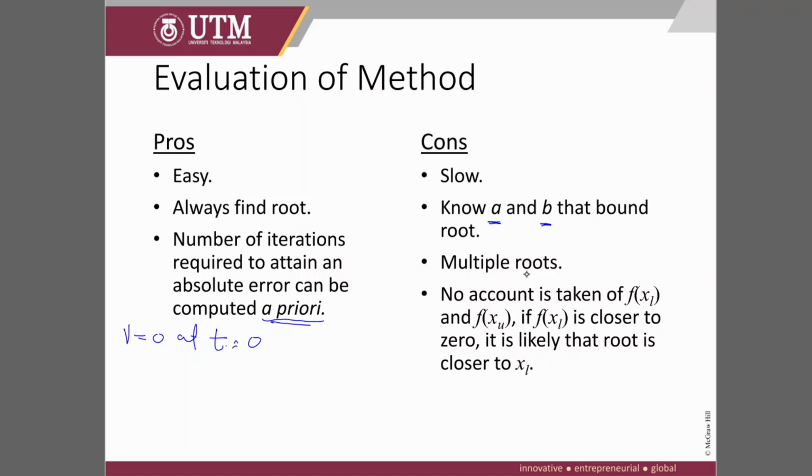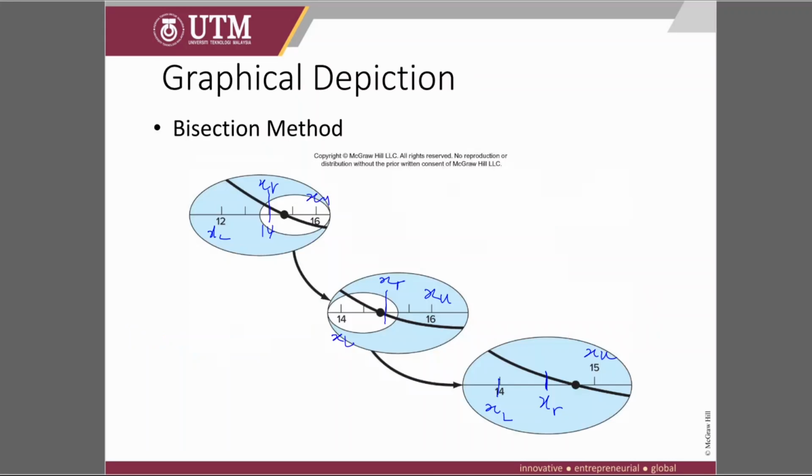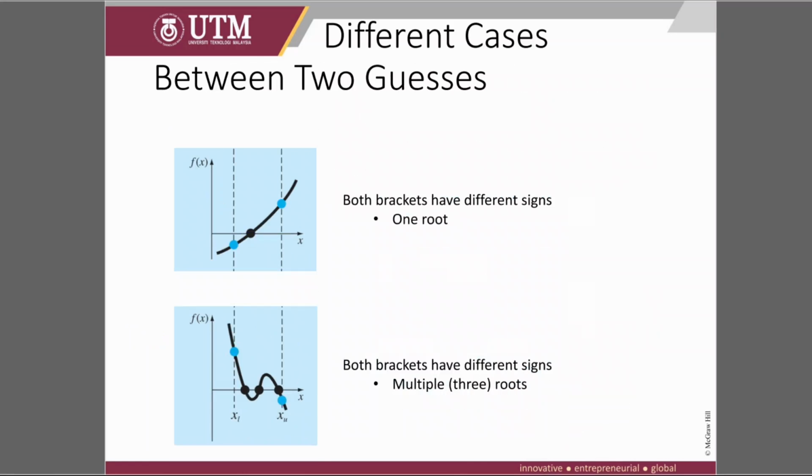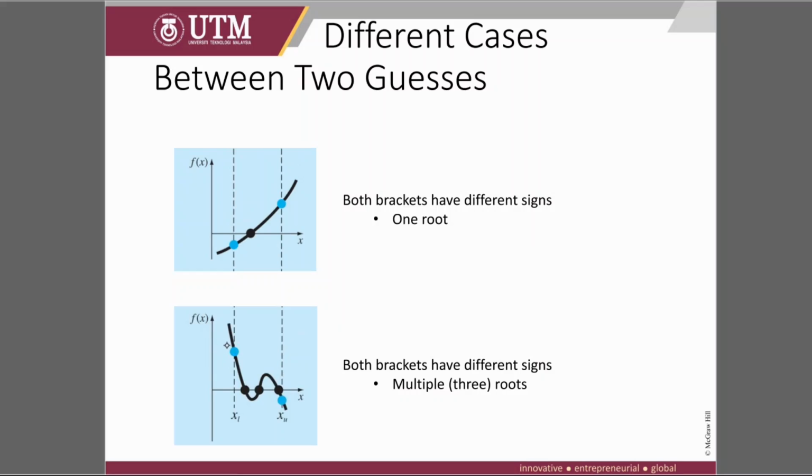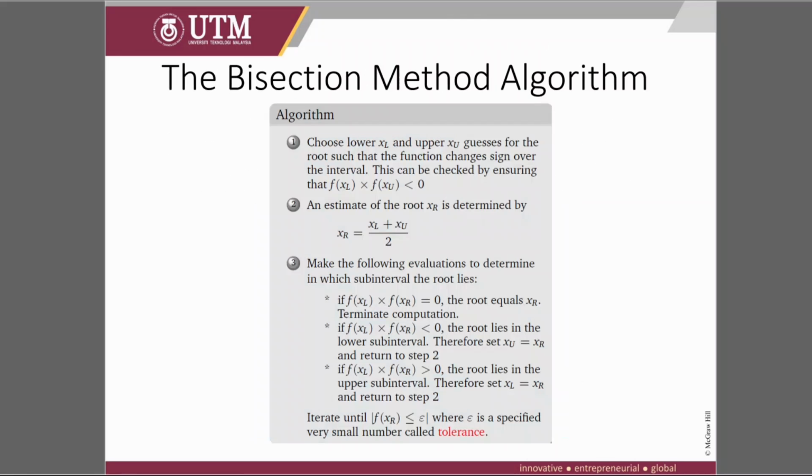So remember this? One is positive, one negative. We thought there's a root, but there are multiple roots. So again, this is why we need at least a graphical method to help us identify the range for the roots.